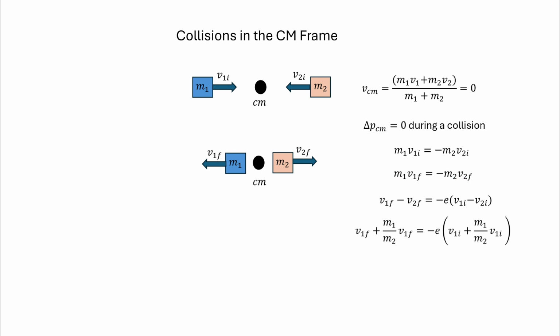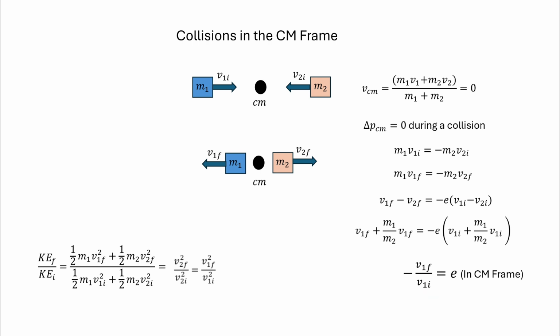If I do that in the center of mass frame and I do a little bit of algebra and plug some stuff in, what I will end up finding is that the coefficient of restitution is simply the ratio of the final velocity of one block to the initial velocity of that same block. Okay, why is this significant?